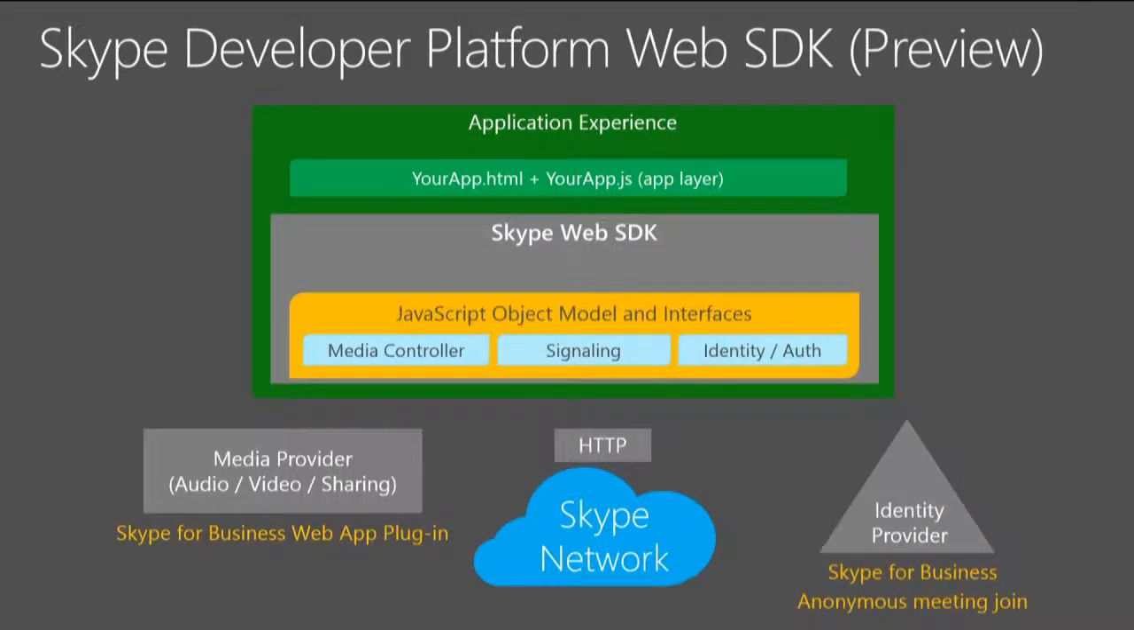This is what you guys have got. You can go download, use it today. When you download it, you will be able to use this set of JavaScript object models and interfaces. I will also point you to where the Skype for Business web app plugin is available, and you will be able to use it against your Skype for Business identity, as well as for anonymous meeting join for the starters. As we go, we'll be adding more capabilities, so please stay tuned for any updates that come through.